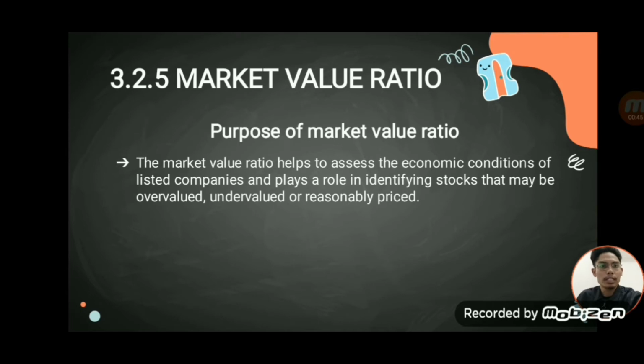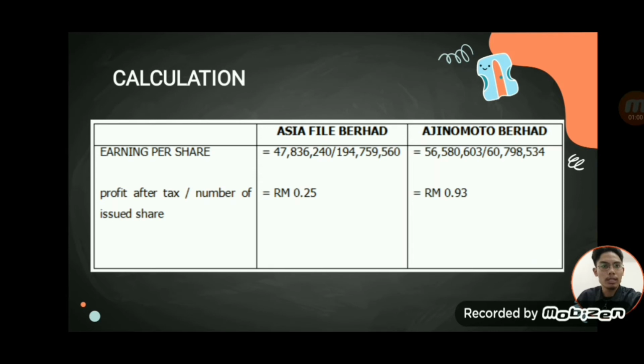Next is the market value ratio. The purpose of the market value ratio is to help assess the economic condition of listed companies and it plays a role in identifying stock that may be overvalued, undervalued, or reasonably priced. So this is the calculation for both companies for the earnings per share.